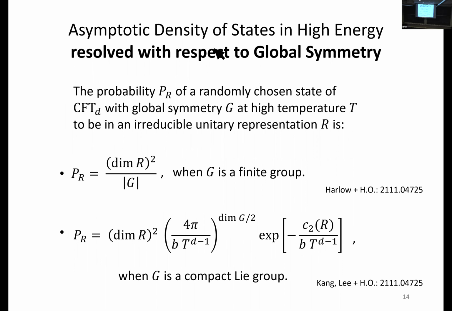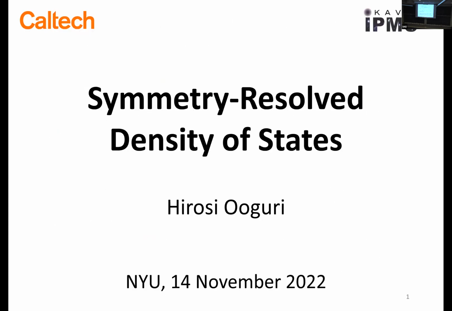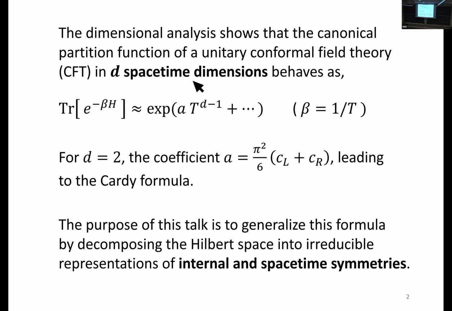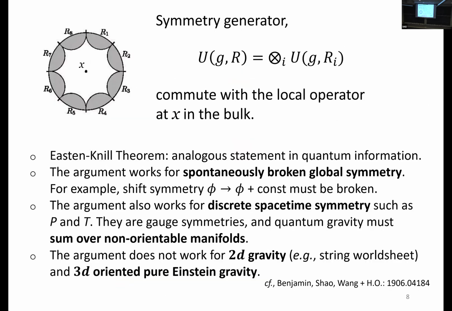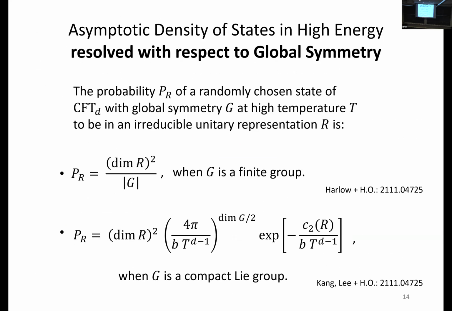The statement is the following. We can state this in the context of the asymptotic density of states at high energy. Namely, I pointed out at the beginning that if you have a conformal field theory, the partition function behaves like this universal form for large temperature. And when you have symmetry, we can refine this statement in the following way. The probability of a randomly chosen state of a conformal field theory with global symmetry G at high temperature T to be in a particular irreducible unitary representation is given by this formula.